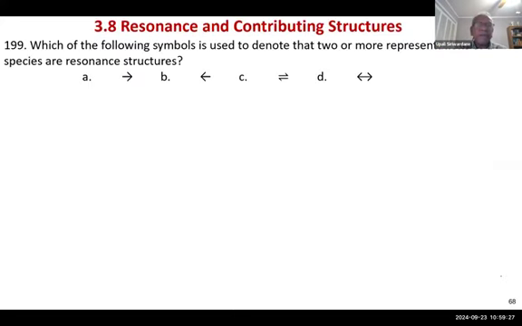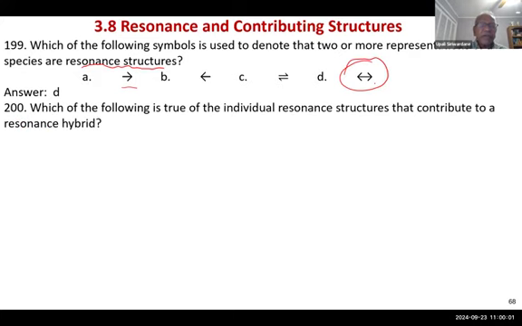What symbol is used to show the resonance structures? What did you use? That one, the double-headed arrow. This is a little different from the forward reaction, backward reaction, and equilibrium arrows. This is used between two Lewis structures to indicate their resonance hybrids. D is the correct answer.